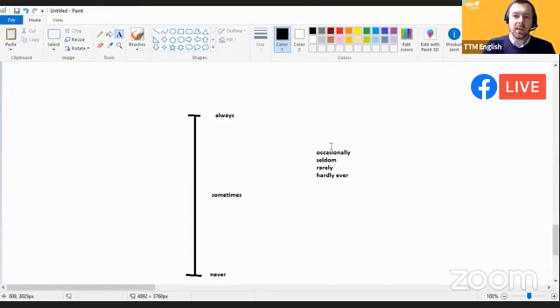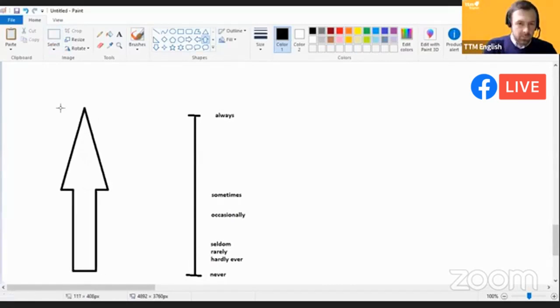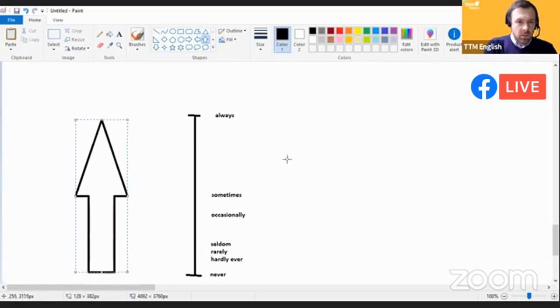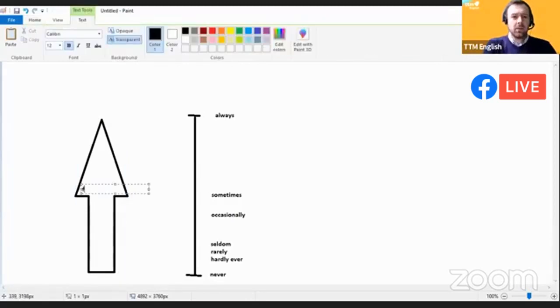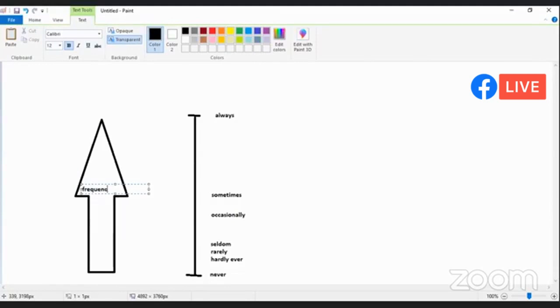Okay, would you say that all of these are the same? No. For me, it goes like this. They go here, and occasionally can go here. Okay, that's how I'm going to put it, and I'm going to put an arrow going like this. What am I going to write in that arrow? Frequency. Yes. Okay, so frequency going up.